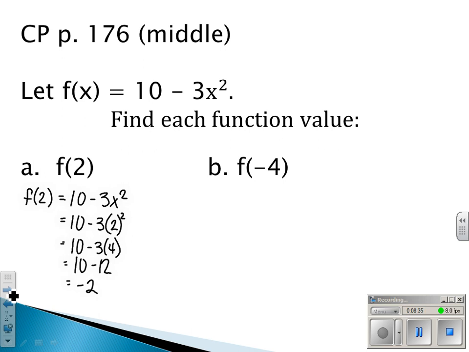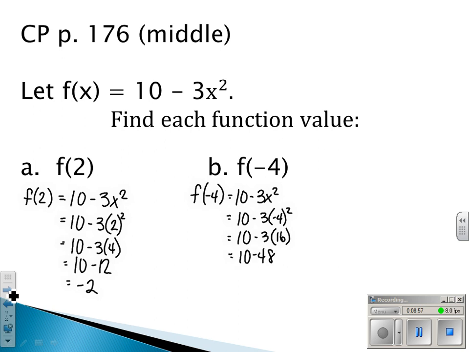Okay, letter B, same function, but we're going to find f of negative 4. Plug in negative 4 where you see x this time. And we get a value of negative 38.